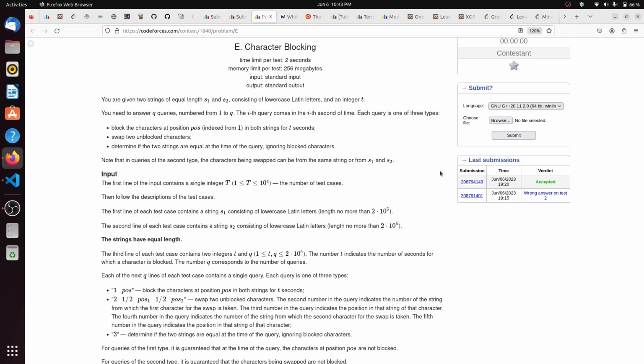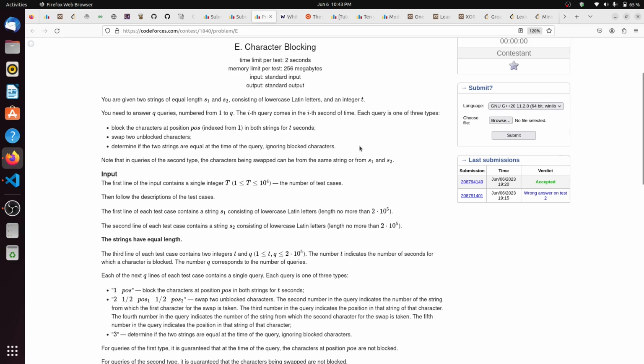Let us discuss problem E, Character Blocking. It is a data structure problem with a lot of observations needed to process it. We are given two strings of lowercase Latin letters with equal length, and then we have Q queries, which can be of three types.